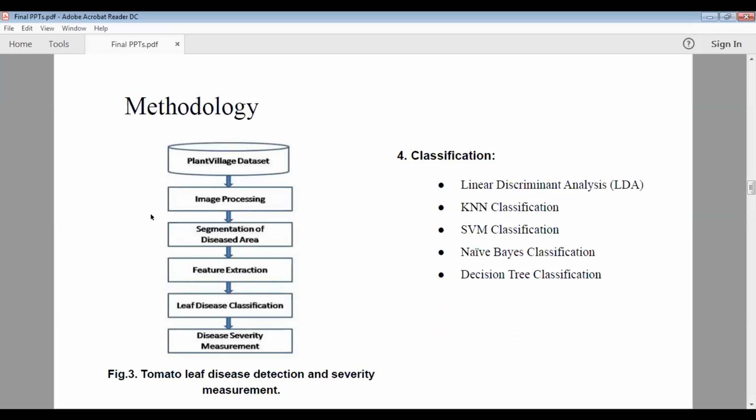And these are the classification algorithms. First is LDA, KNN, SVM, Naive Bayes, and the decision tree. So these 5 algorithms I have used for the classification.